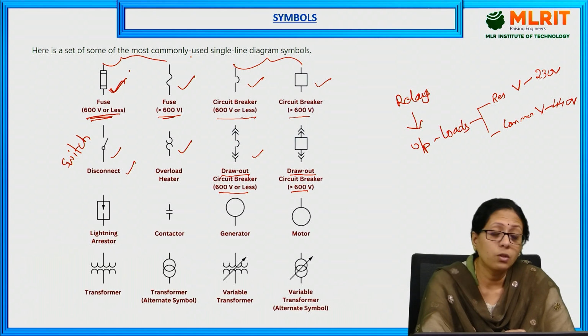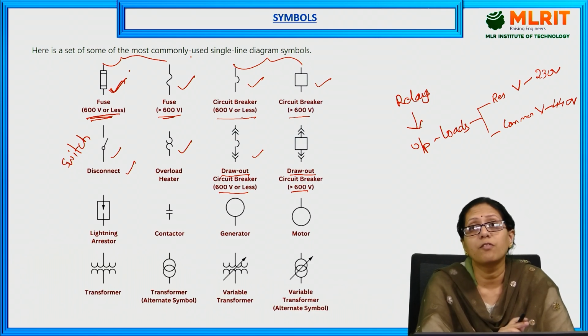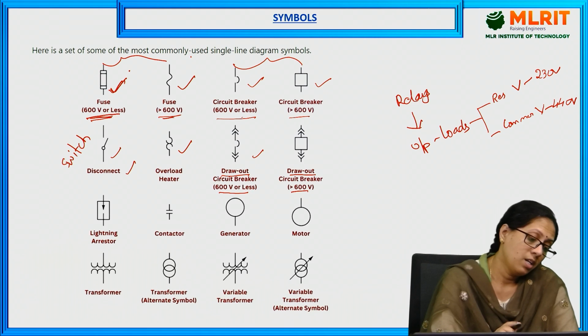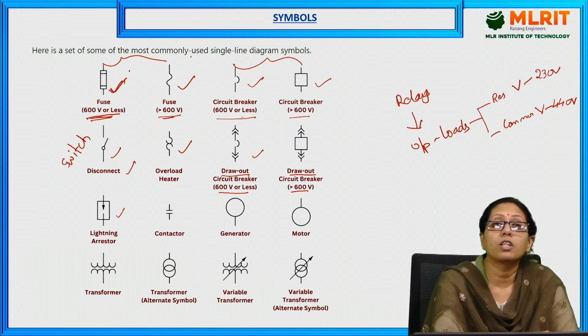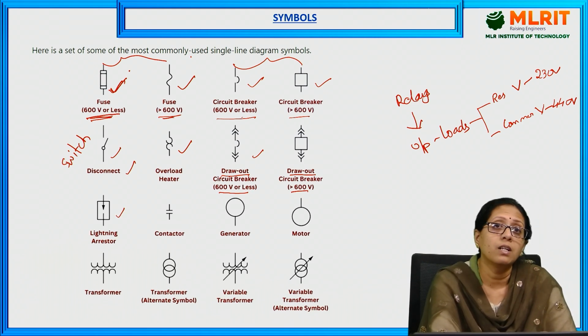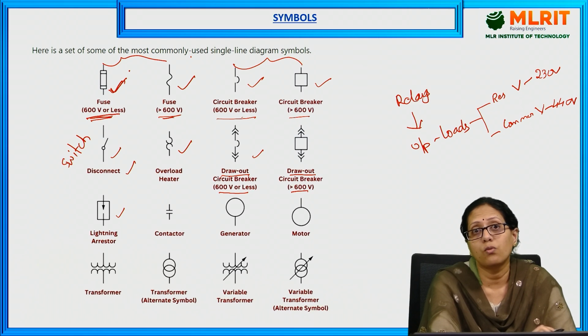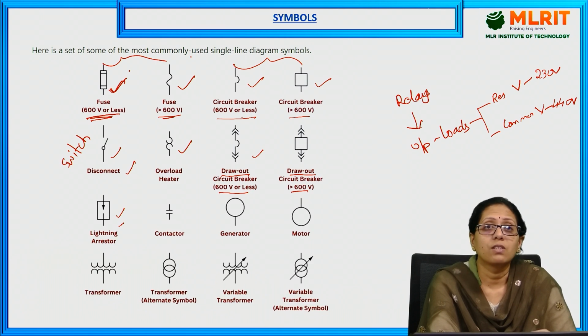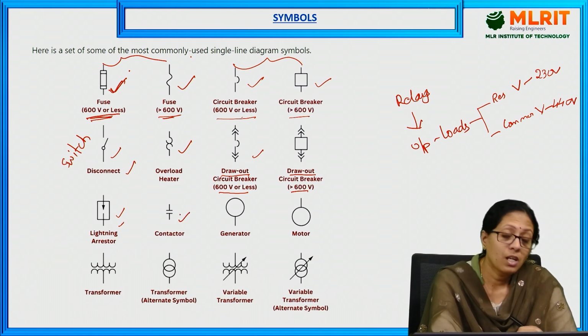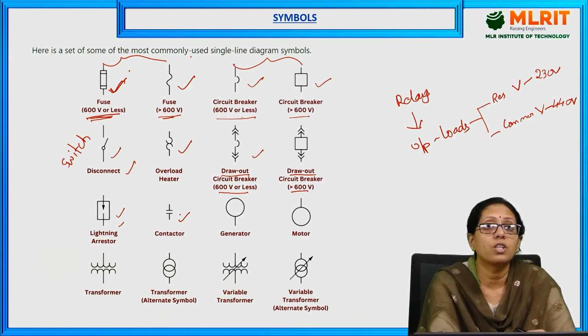So basically you can see all these are different types of protection devices which are being used at different points, at different lines also. This is one more protection device, that is lightning arrestor, which is compulsorily used for major industries. This is used for protecting the remaining lines from the lightning strokes or lightning strikes. This one is contactor, one more protection device.